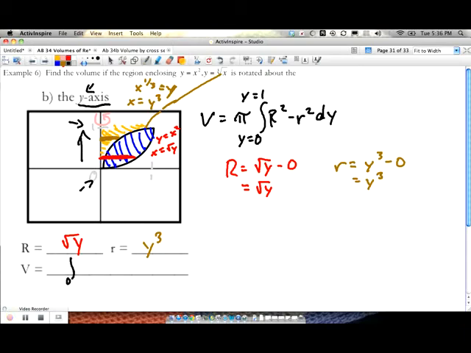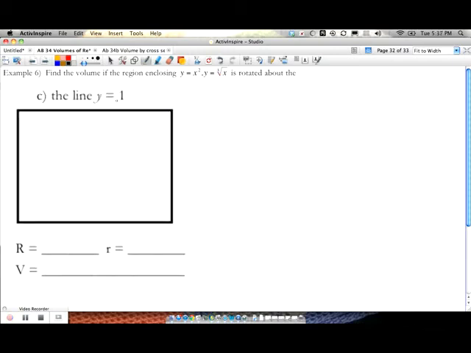And to put these together, we have the integral from 0 to 1. We got the constant pi on the outside. Big R is going to be square root of y quantity squared. And then the other one is going to be minus little r, y cubed squared, dy. Let's look at part C and wrap this up.